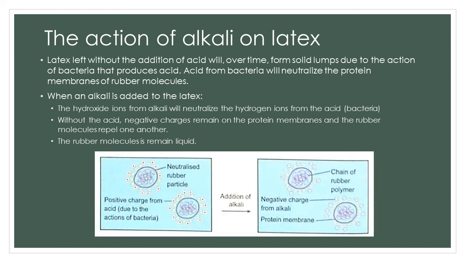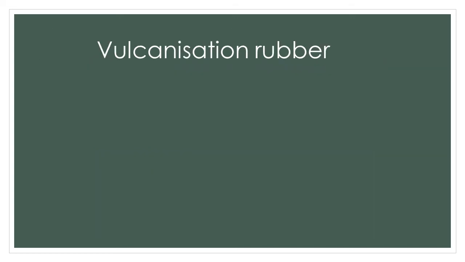Okay, look at the diagram. This is neutralized by a rubber particle, right? The positive charge from the acid is due to the action of the bacteria. So when you add alkaline, the negative charge from the alkaline, which is hydroxide ion, will neutralize the positive charge of the bacteria. The protein membrane will remain negatively charged and they repel each other, so they are still in liquid form.